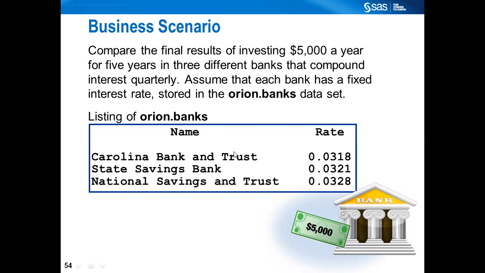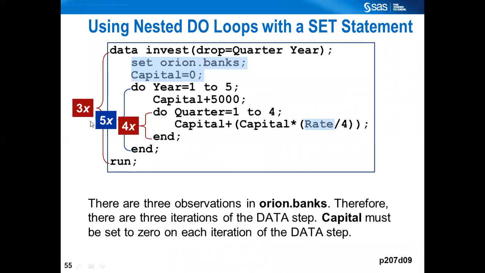So this will be the first iteration. This is the second iteration of your data step. This is the third iteration of the data step. That's what it's telling. Then within every observation, 5 years, so this loop will run 5 times. For every 5 years, 4 quarters. That's what they're just trying to tell you. It's a loop.